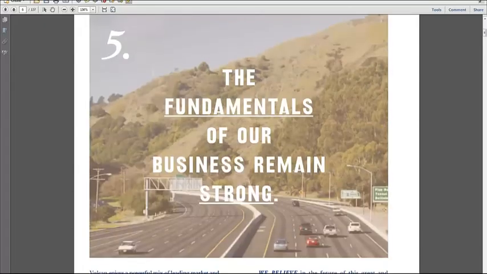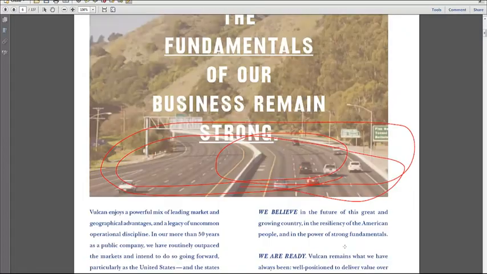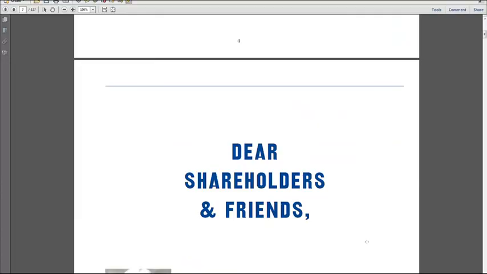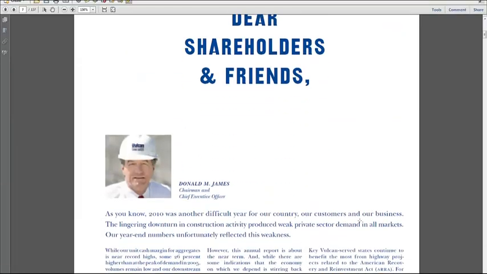Fundamentals of our business remain strong. Again, if we could just get the government to start building these highways again, our business would take off. So then after we find out what they know for certain, there's a shareholder letter.